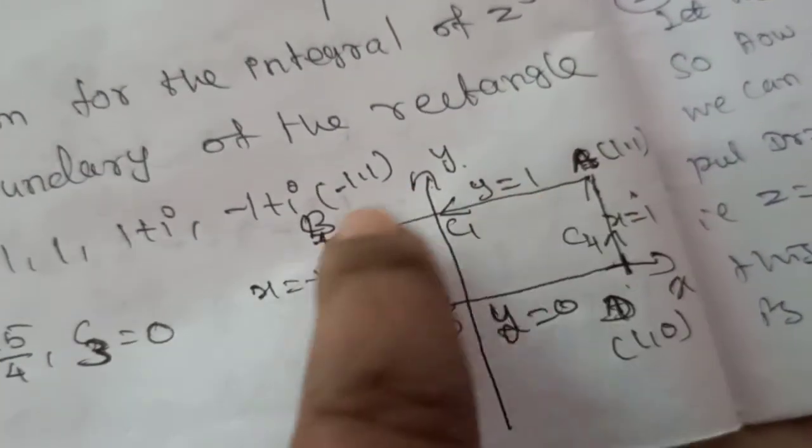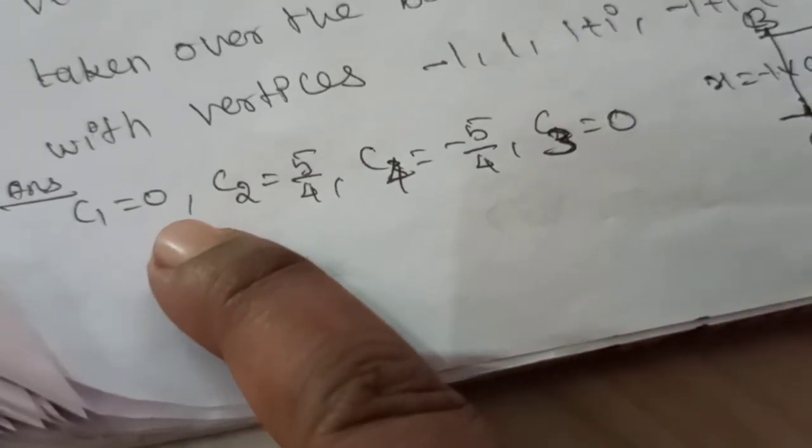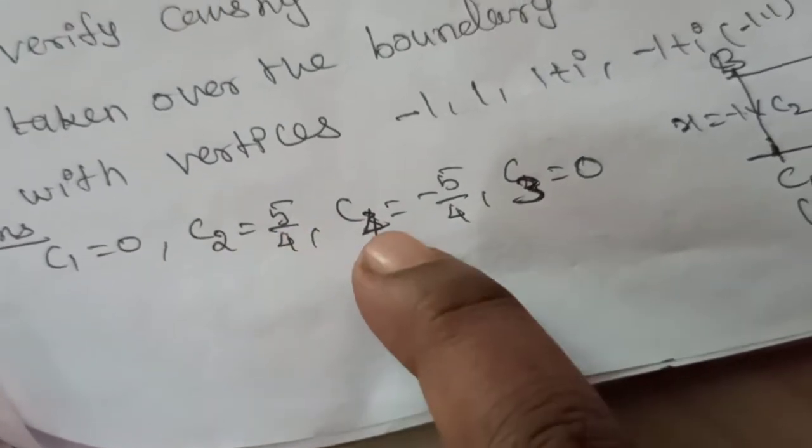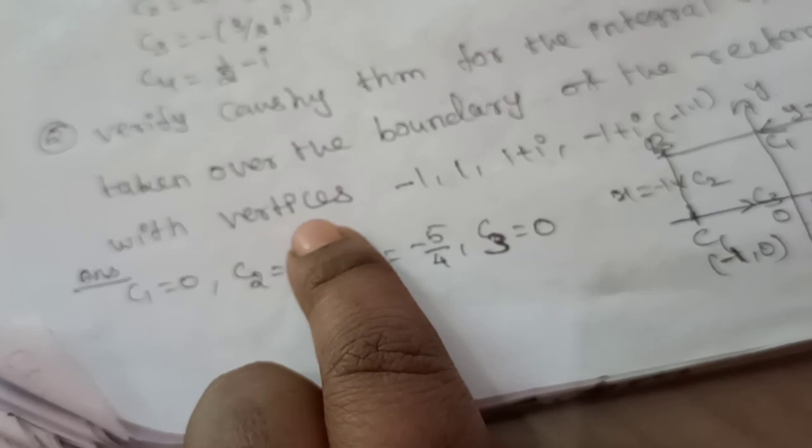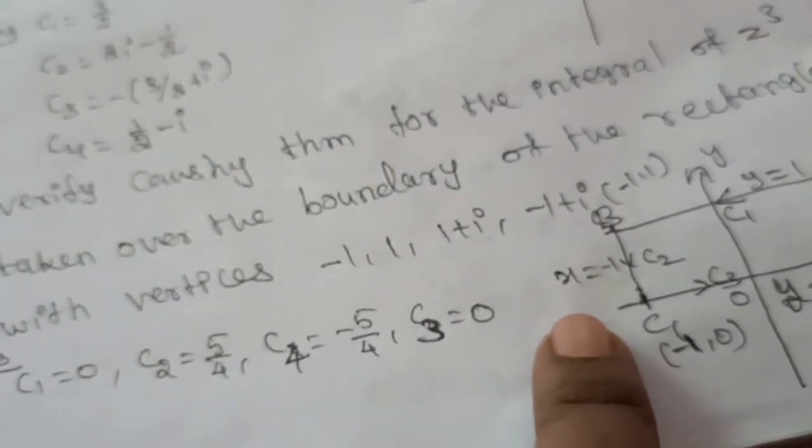Using all the line equations to get the values, the C1 value gets 0, the C2 value gets 5 by 4, the C4 value gets minus 5 by 4, and the C3 value gets 0. So you can verify all the values, and the right side value becomes 0. In this way the theorem is verified. You can check whether Cauchy's theorem holds or not. Okay, you do these two problems.